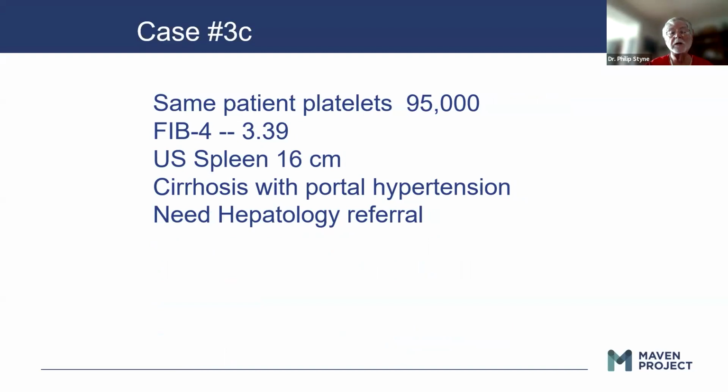And that same patient, but now they have a platelet count of 95,000. Their FIB4 is absolutely abnormal. Their ultrasound shows a big spleen. They have cirrhosis with portal hypertension, almost for sure. They need hepatology referral. So there's an example of a steatotic patient going from mild disease to advanced disease. And we look to see how things like platelet count, FIB4, and an ultrasound can help you parse out those different patients. Next slide, please.